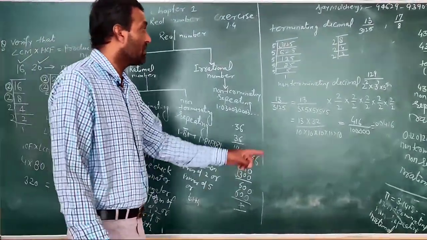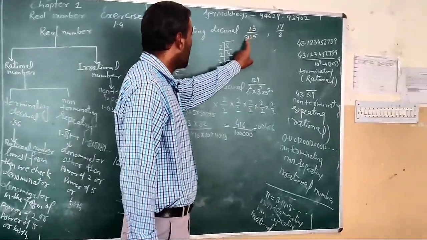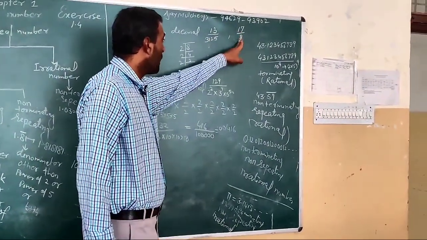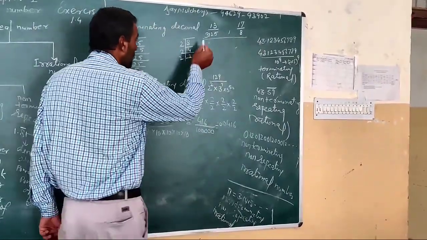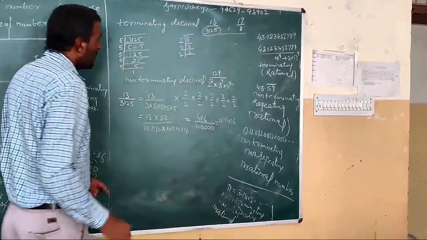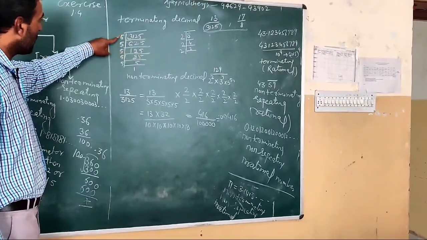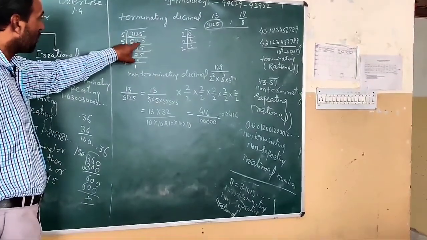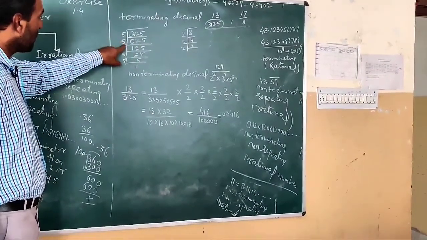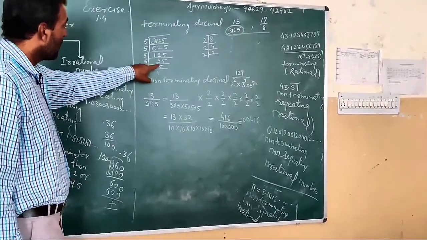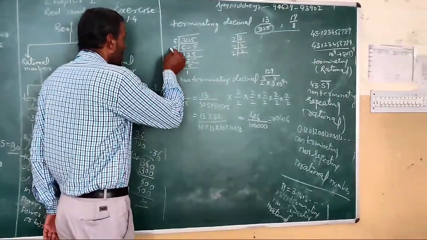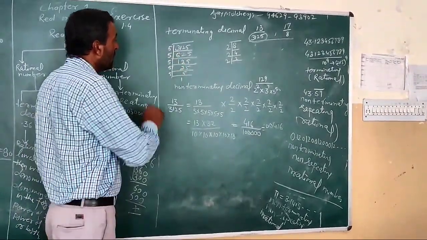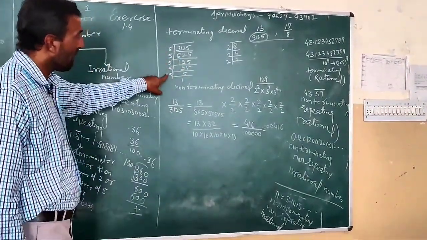Look, these are terminating decimals: 13 by 3125, 17 by 8. These two are in the lowest form, and this is the denominator 3125. The factors of 3125: first we divide by 5, we get 625. Again we divide by 5, 125, again 5, 25, again divided by 5, and at last 5 divided by 5. Here all are 5, and the denominator is in the form of a power of 5.